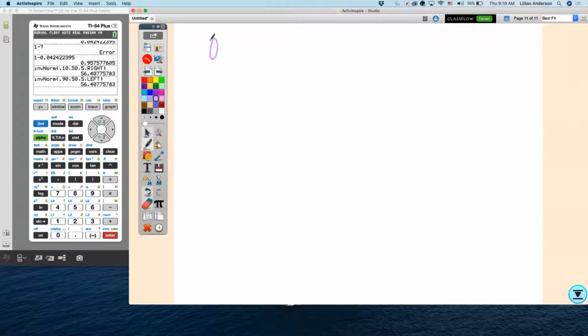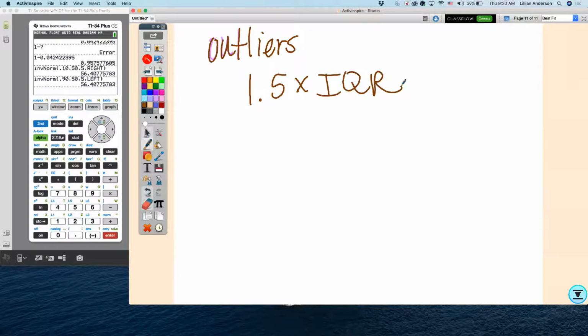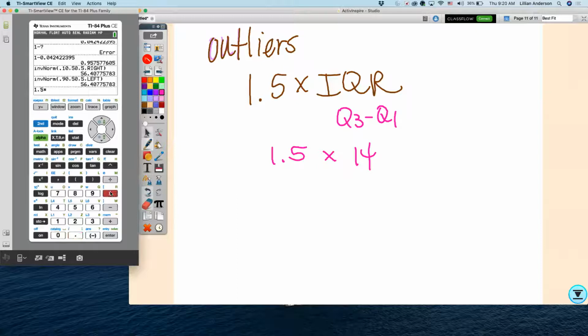Outliers. Remember, outliers are values that are far from your data. They could skew your data, your standard deviation. The formula was 1.5 times your IQR. Remember, you find your IQR by doing what? More than likely, you would find that in a previous part of the problem where they'll tell you what it is. So let's say your IQR was 14. I don't know why I picked 14, but that's fine. You will multiply that by 1.5 to get 21.